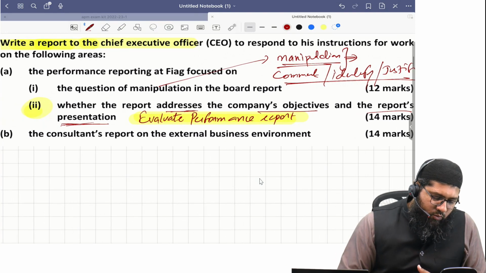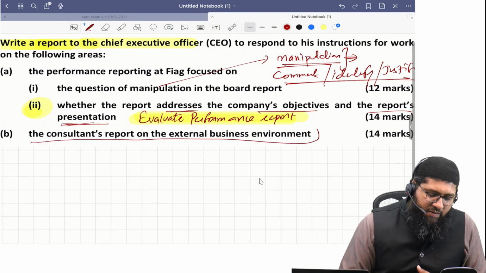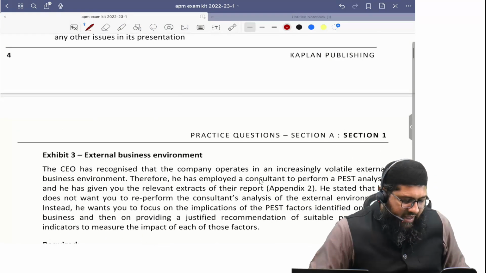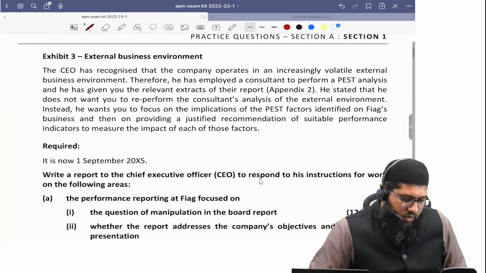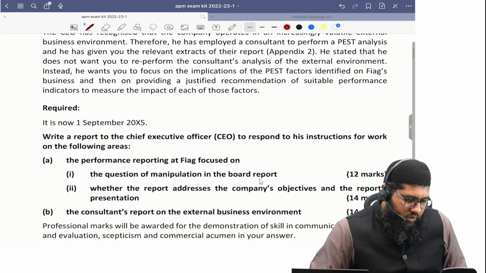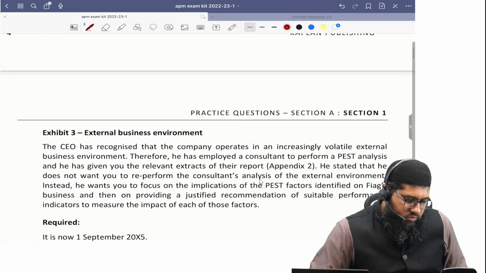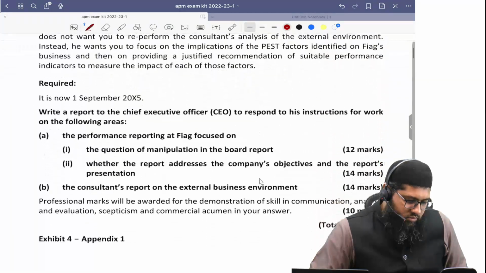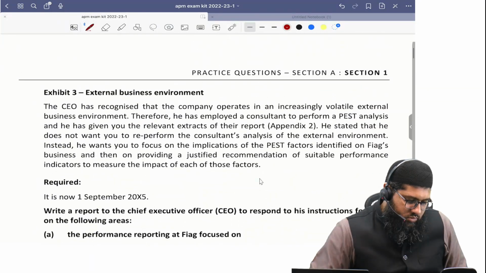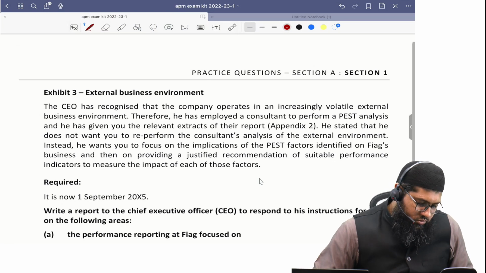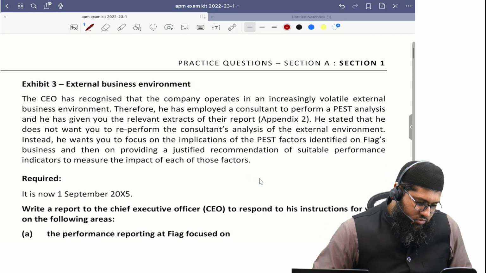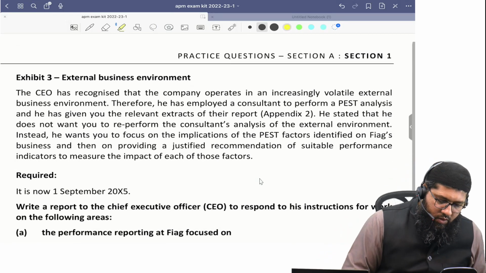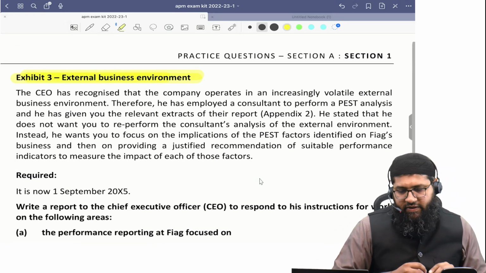Then there is this second one, the consultant's report on the external business environment. So for this, obviously we cannot just do it like this. Can you just go through exhibit number 3 here, please?